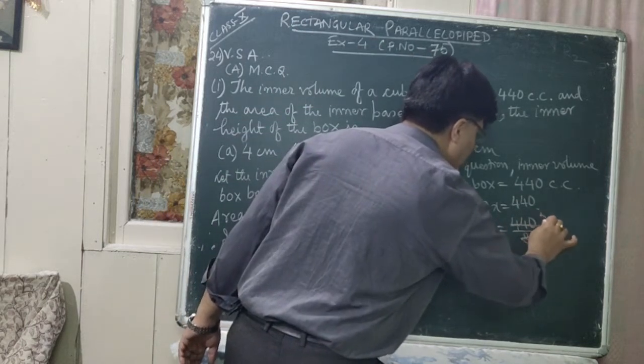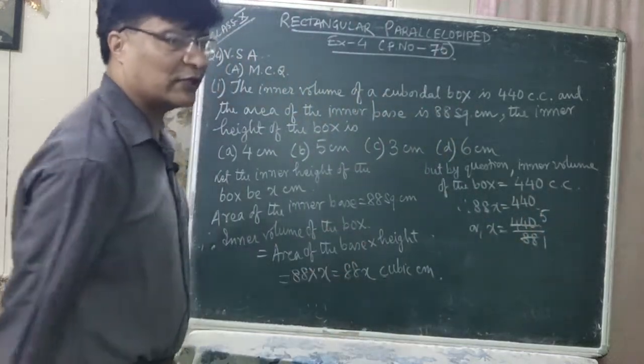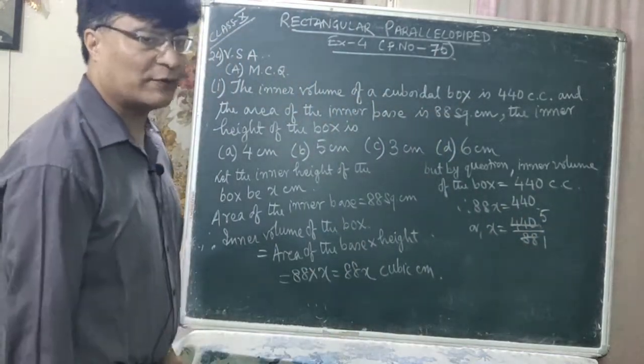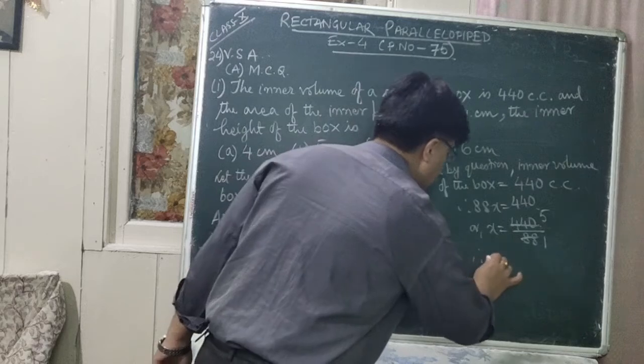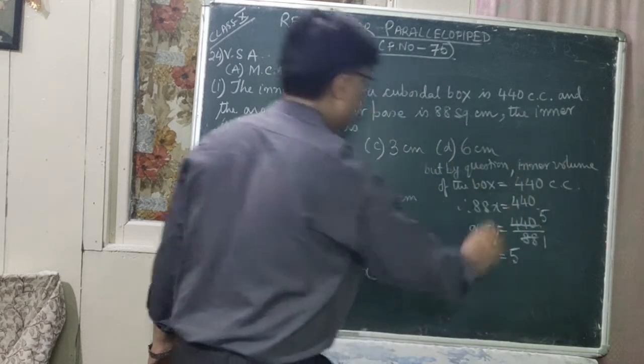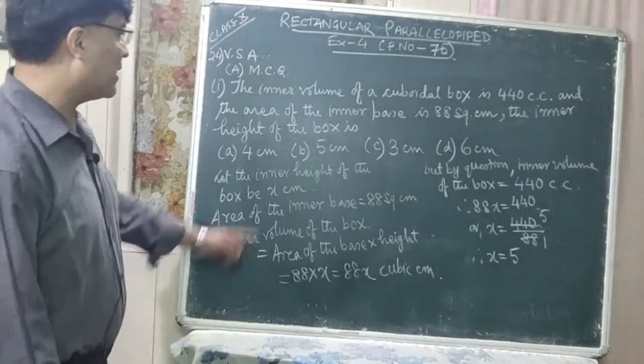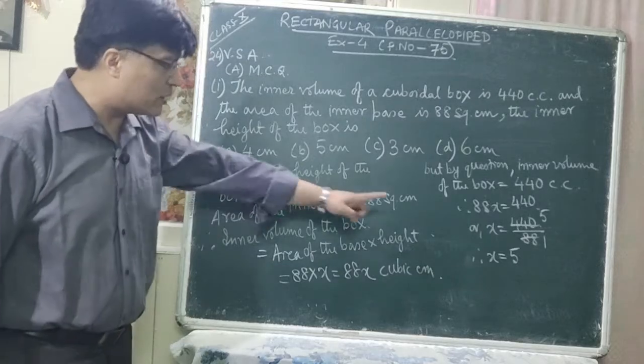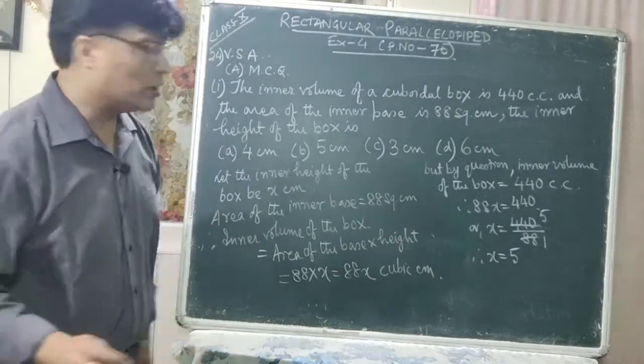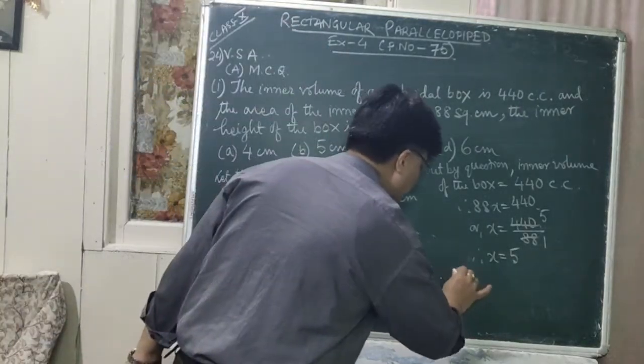So 5 times 8 is 40, plus 4 is 44. That is, x is equal to 5. So what is the inner height of the box? It was x centimeter, and what is the value for x? It is 5.